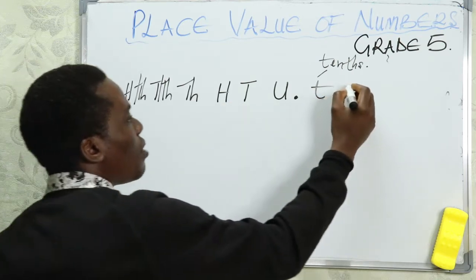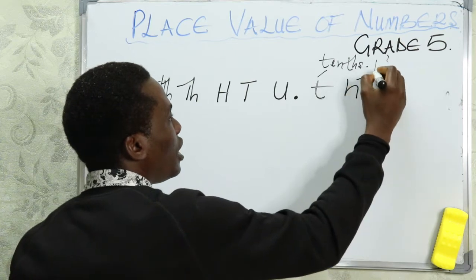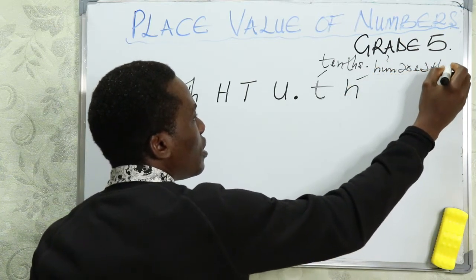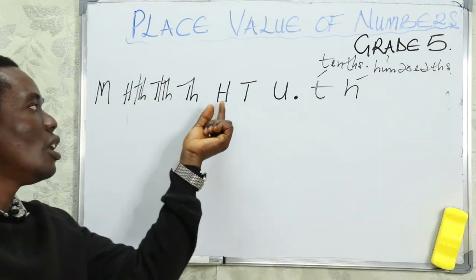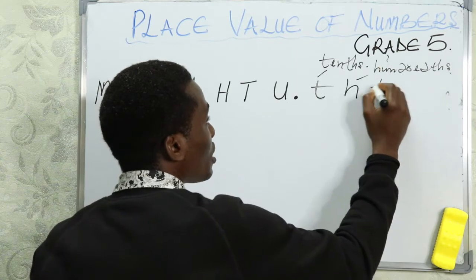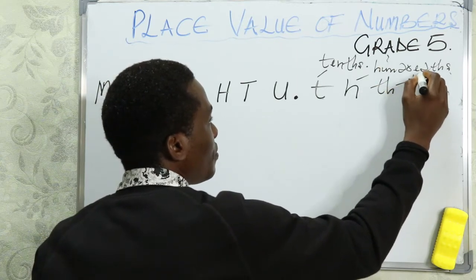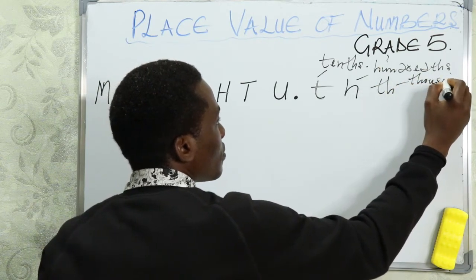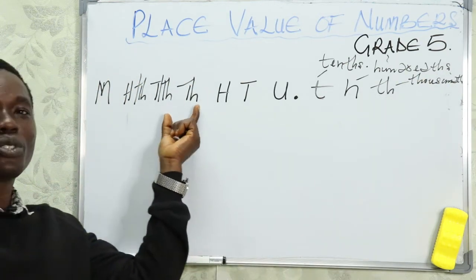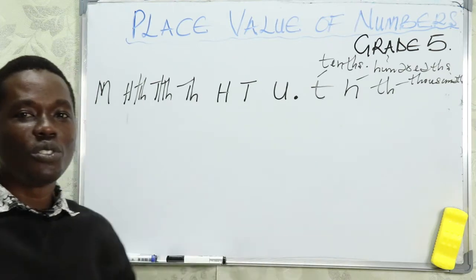Now we also have the next one, the hundredth, which is different from the hundred. And finally we have the thousandth. It's different from the thousand. So you see, and on it goes.